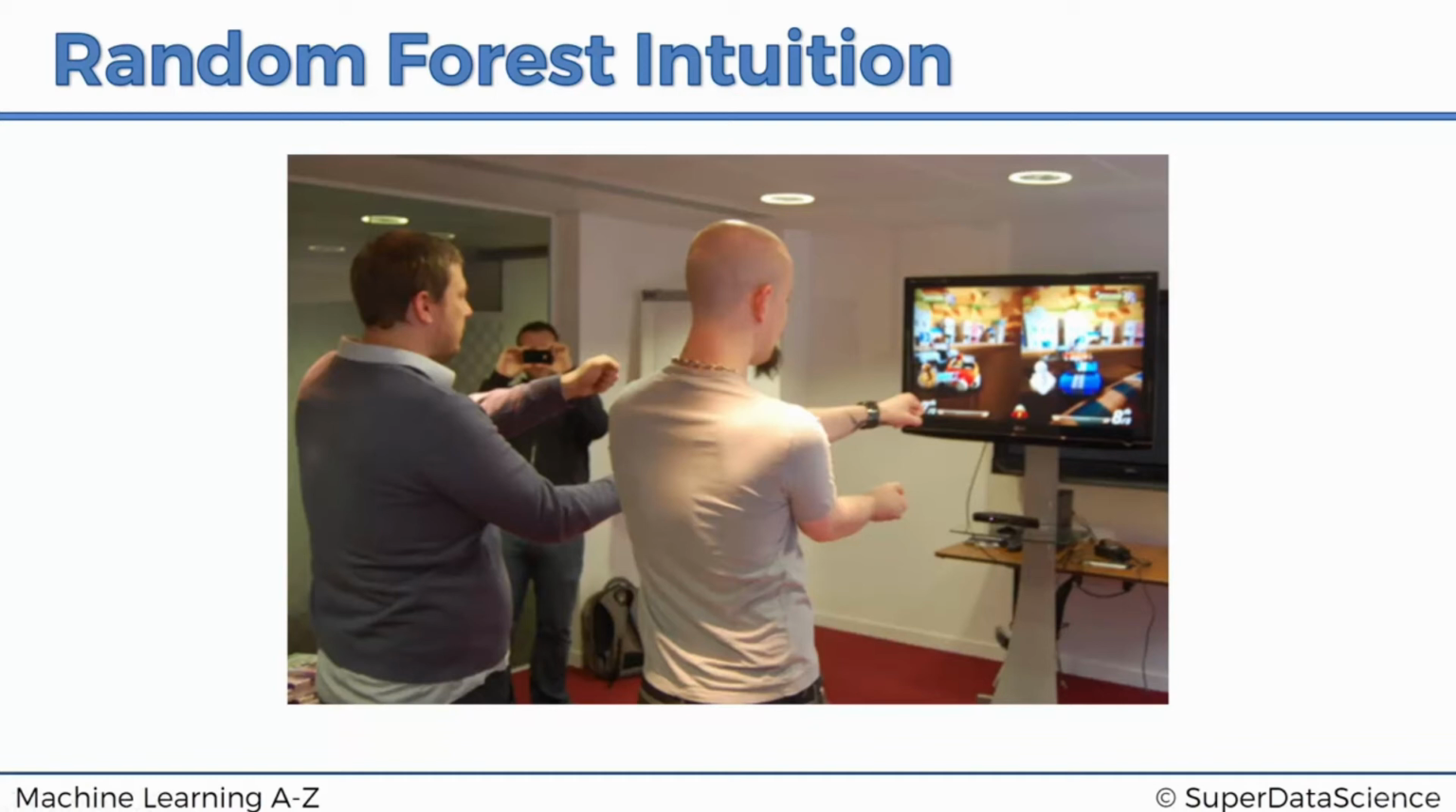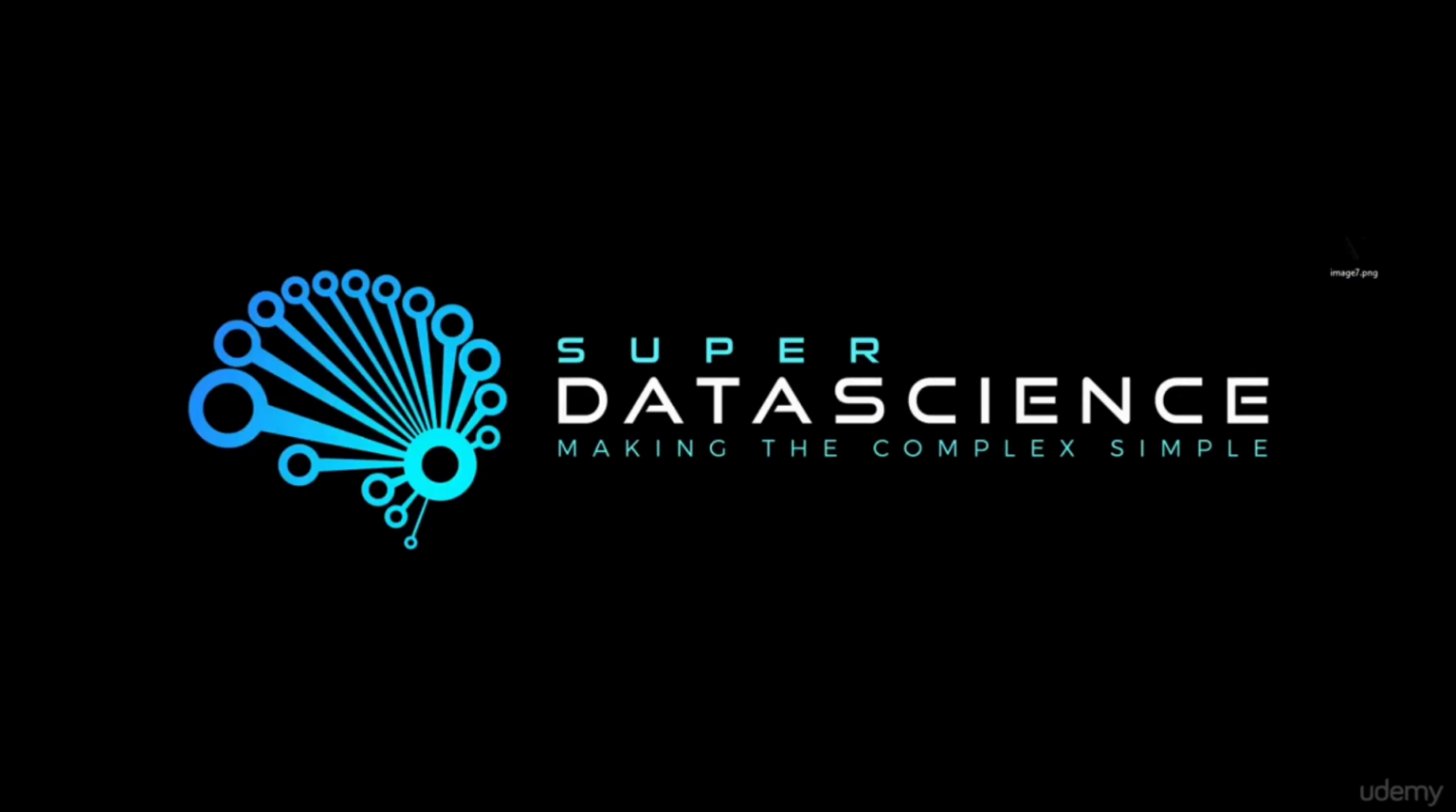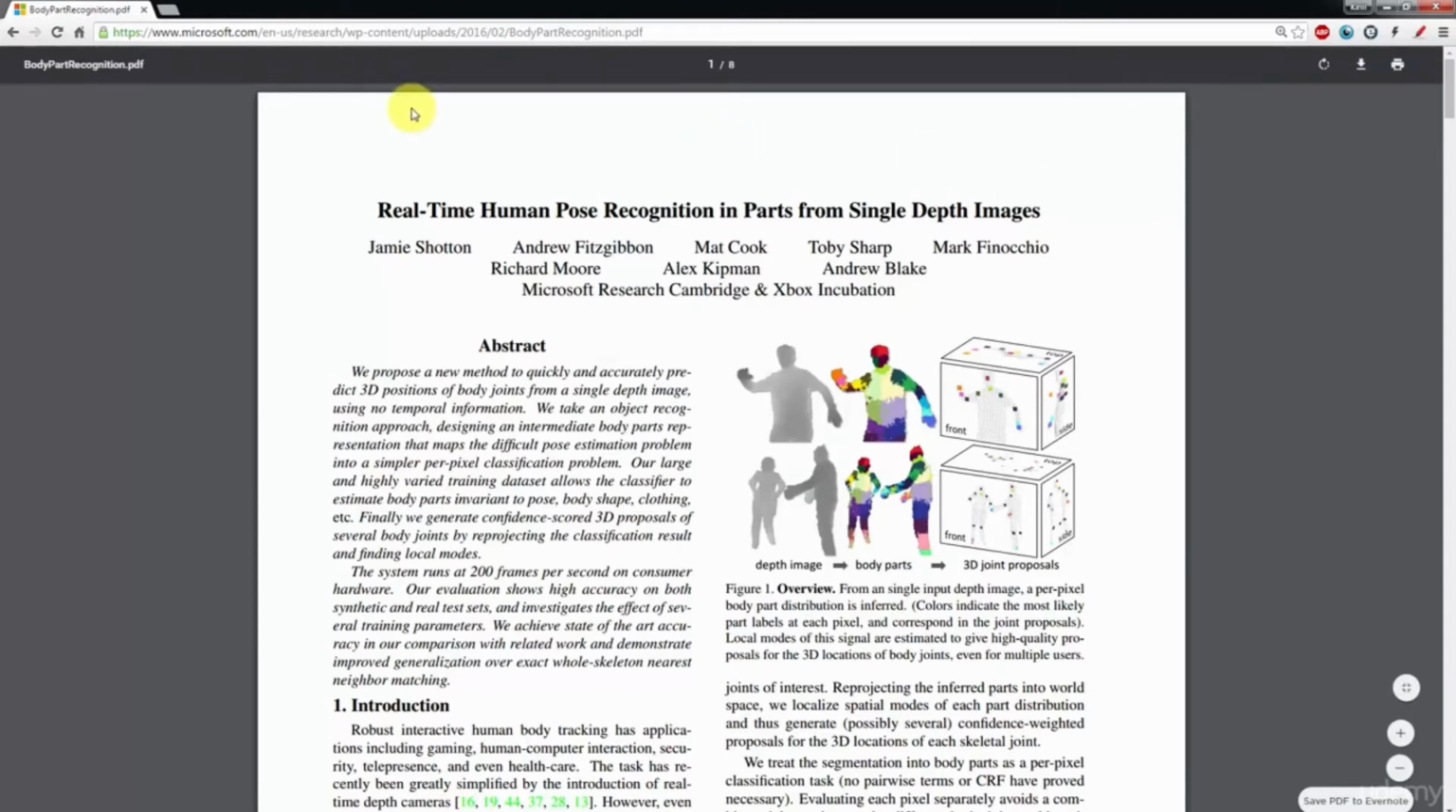So when Microsoft was developing Kinect, they decided to go with the random forest algorithm over all of the other machine learning algorithms that were available to them and use the random forest to develop this sophisticated piece of hardware slash software. And actually, they have an interesting article about it, so I'm just going to show it to you now. If you can find it on the internet, it's at Microsoft.com. This is from there, and you can definitely find it there.